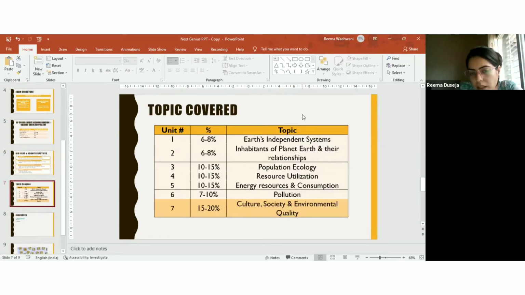The inhabitants of planet Earth and their relationships, we'll be talking about your food chains, food webs, all the animals involved, all the ecosystems, how are they being affected? And Earth's interdependent systems, we'll be talking about the hydrosphere, the atmosphere, and the pedosphere, and how the biosphere, that is plants and animals, are able to draw their resources from the other three spheres, and how they are impacted. Population ecology will talk about how rising human population is impacting the environment, and what can we do to control it.